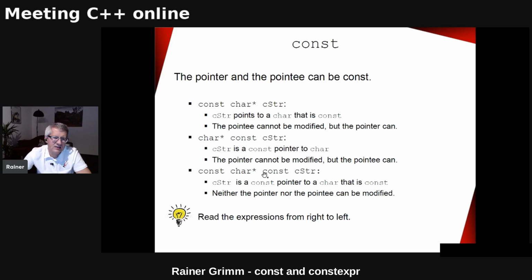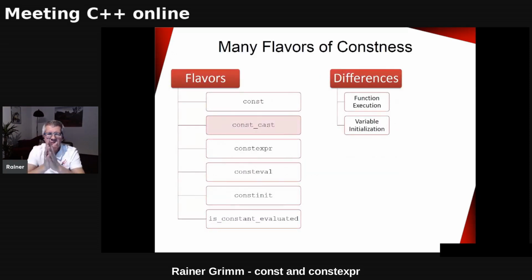And when you put const here and there, this means... Here, I should start here, sorry. C star is a constant pointer to a constant char. This means neither the pointer nor the pointee can be modified. And honestly, this expression looked terrible. I used this simple rule: read it from right to left. Without this rule, I cannot read it. Anyway, okay, this was the boring part.